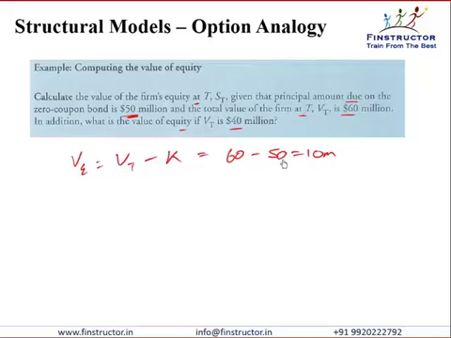If the value of the firm on the other hand is 40 million, then nothing will come to equity. Even debt won't fully get paid, debt will get 40 million, so the value of equity will be 0.